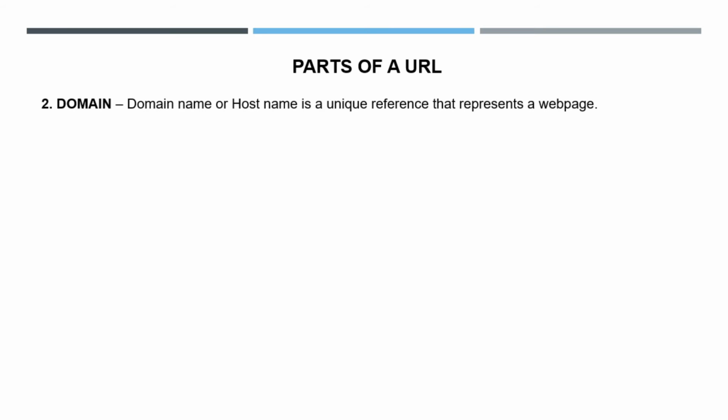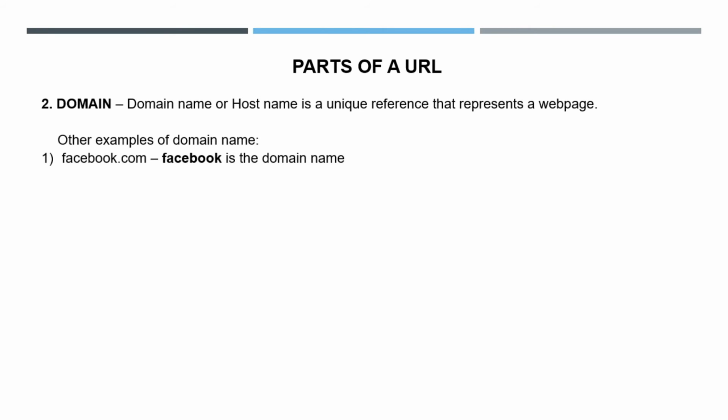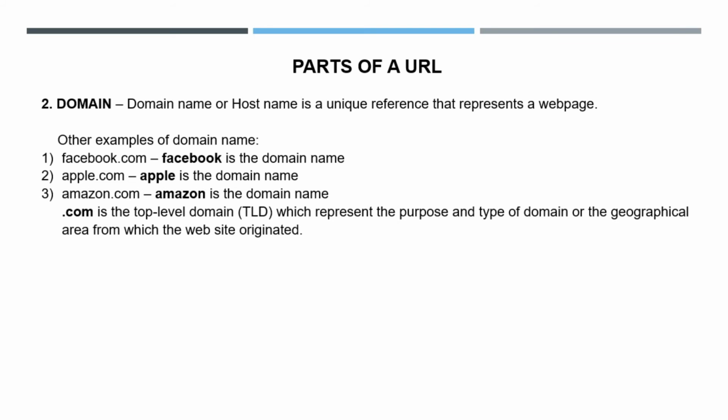The domain, or the domain name, or others call it host name, is a unique reference that represents a web page. Other examples of domain names: facebook.com. So Facebook is the domain name. apple.com, amazon.com.